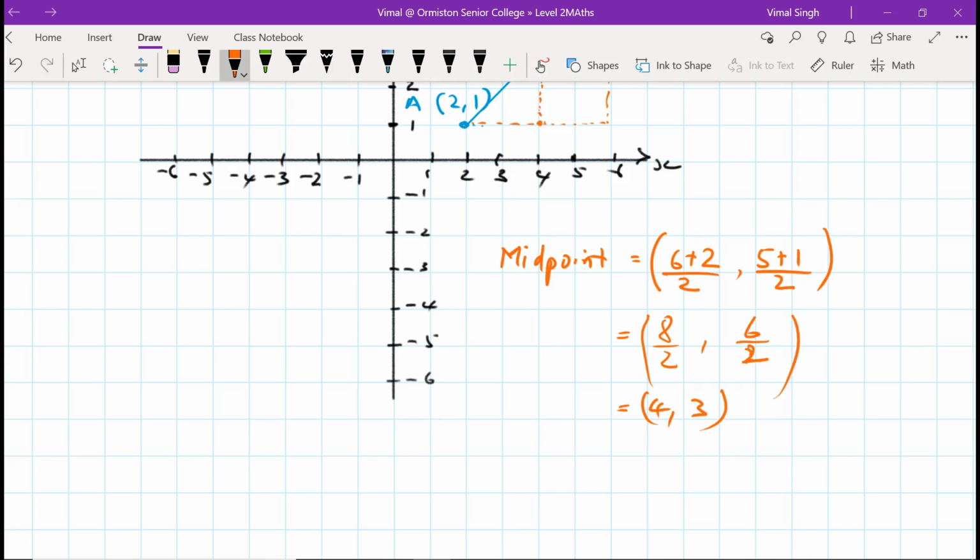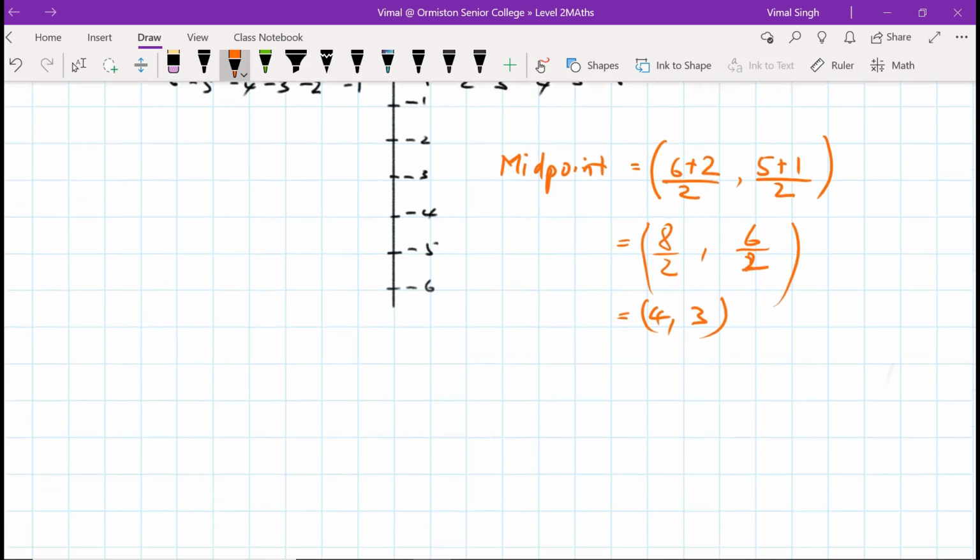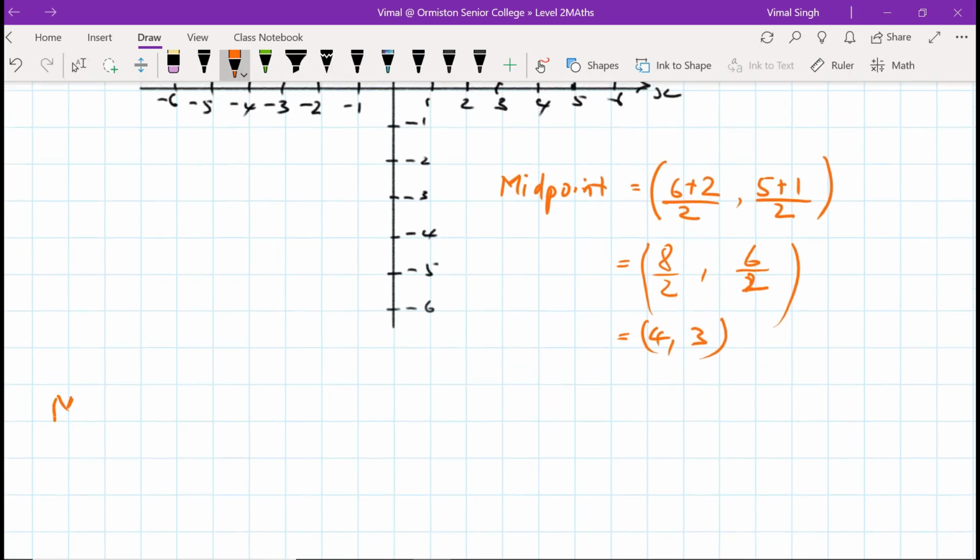So when you talk about midpoints, the midpoint of line AB is equal to 4, 3.